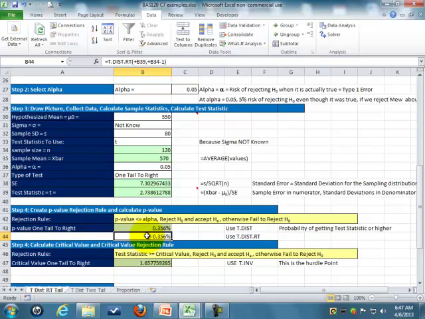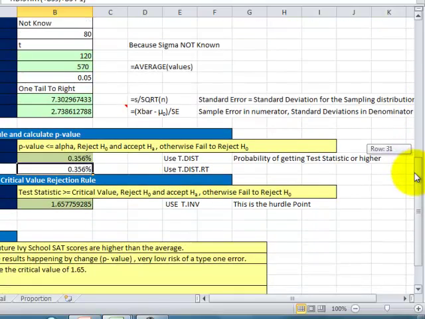0.356% that this would happen by chance. So the probability that this happens by chance is pretty darn low. So that would cause us to reject the null hypothesis. The null hypothesis is that Ivy League is 550. We would reject that and say, no, the kids at Ivy League High School are significantly better on the SAT scores.